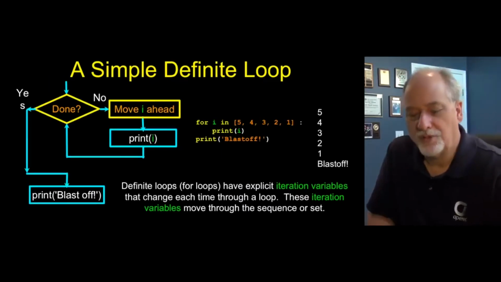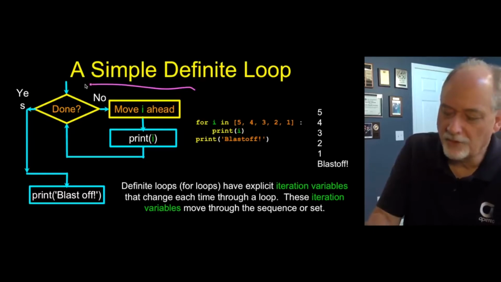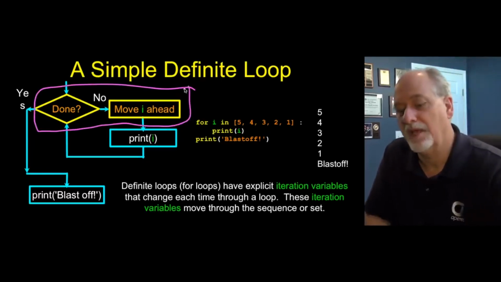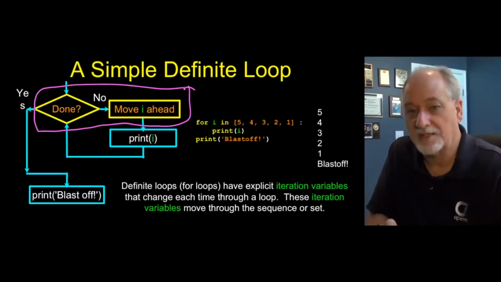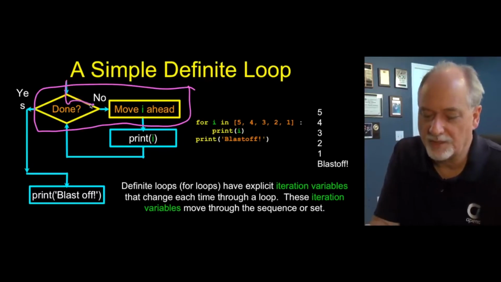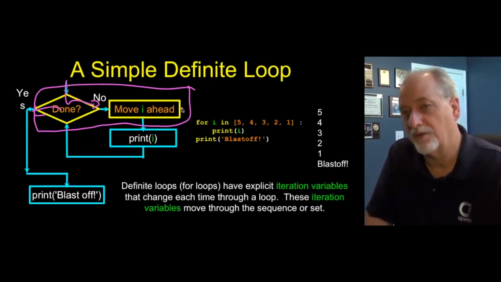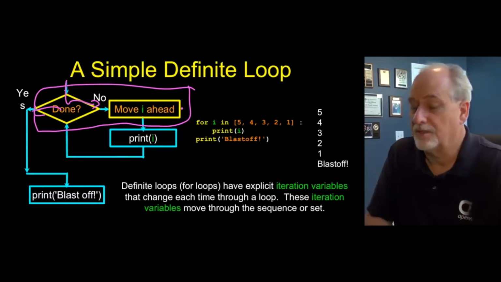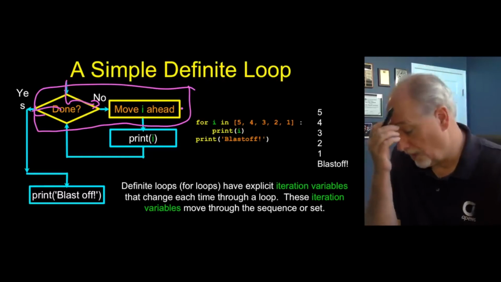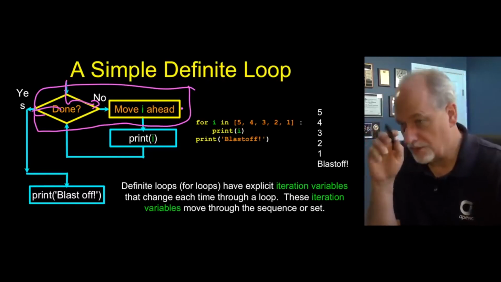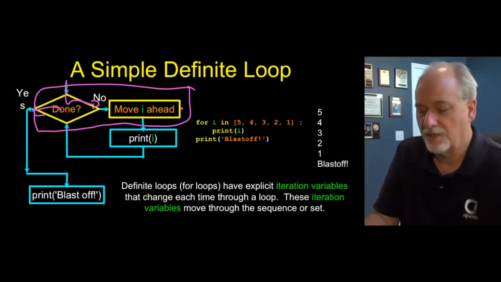So if we try to draw a picture of what this is really doing, the for loop is doing a whole bunch of stuff that we would have to do with separate statements in the while loop. First, it decides how many times to run the loop, so it's answering the done question, which way do we go, and it is also moving i ahead. It's managing the iteration variable, and initializing it too. If you go back to the while loop, we had n equals 0, while n greater than 0, n equals n minus 1. So we had like 3 lines to control the loop and manage the iteration variable. But with a for loop, we don't have to do that. That's all taken care of.